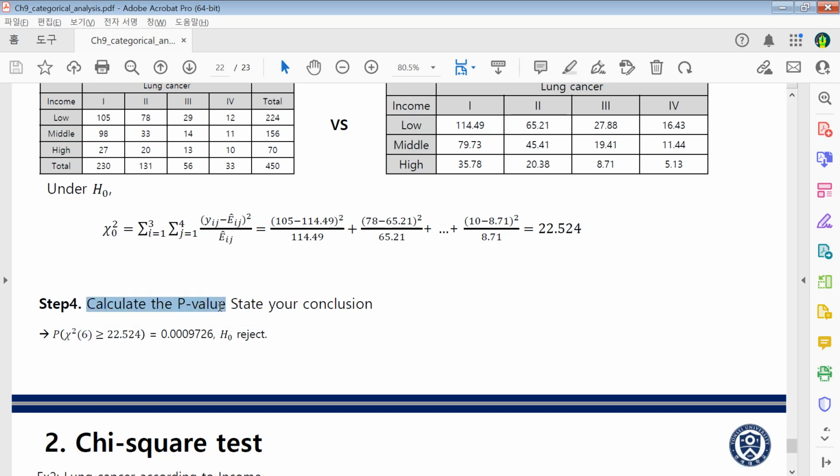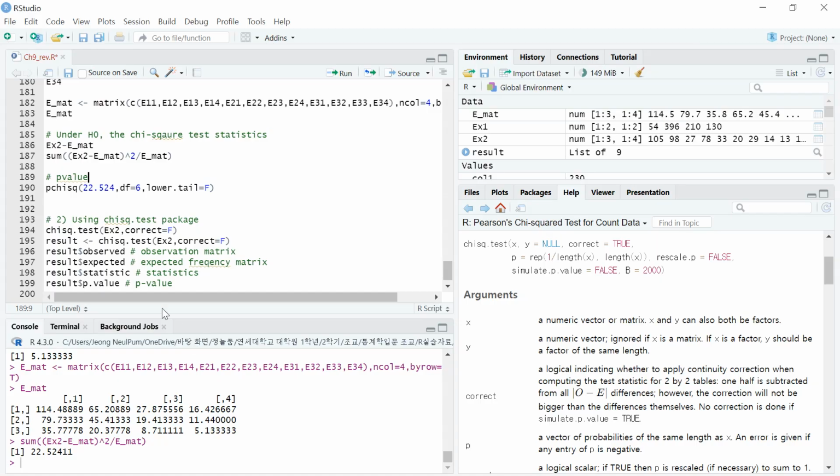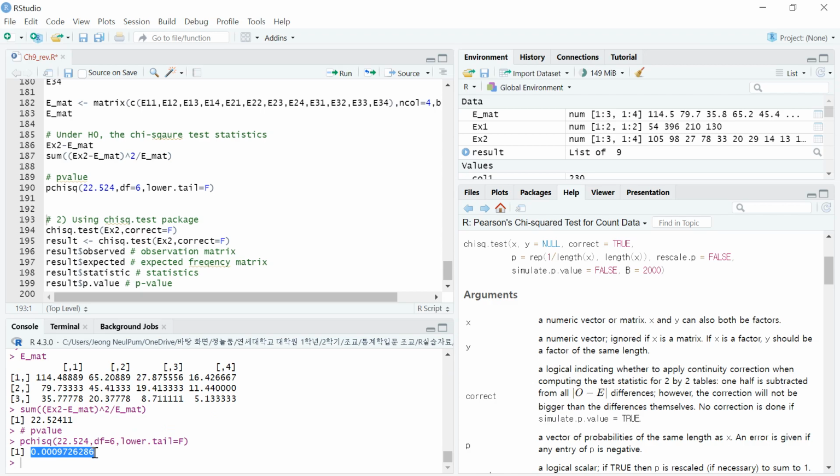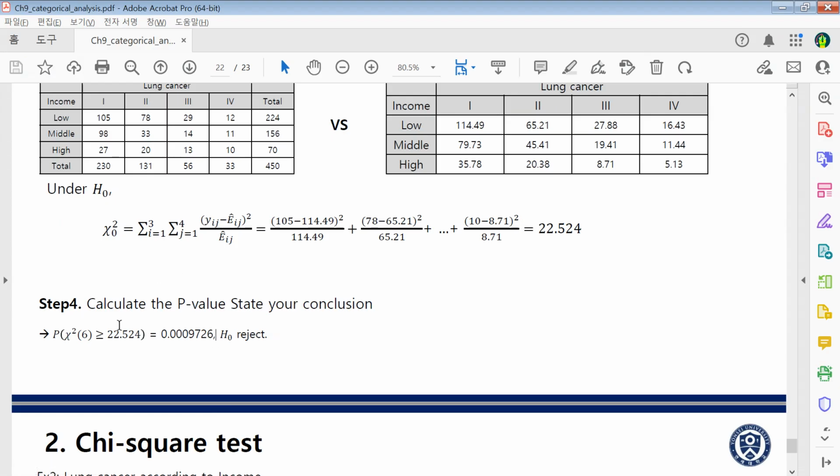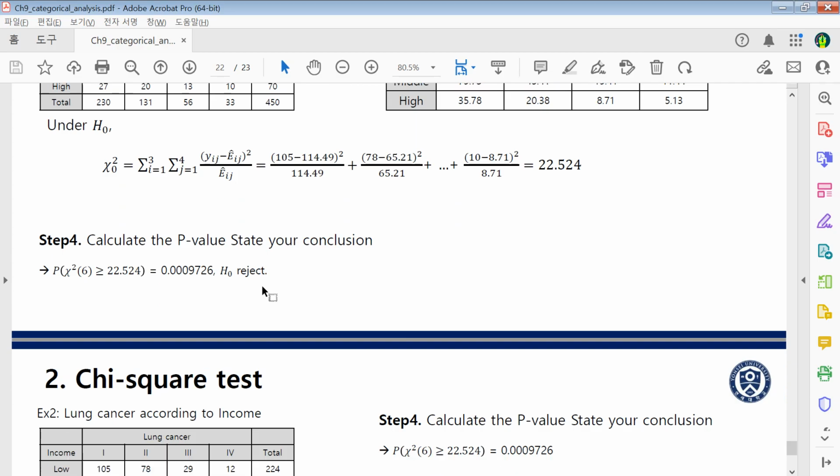And for getting the p-value, we have to calculate the probability that the chi-square distribution is greater than or equal to our test statistic, which is very small. And it is the same as this code. You can see that this p-value is exactly the same as this p-value here. And as this value is much less than 0.05, which is the significance level, this time also we can reject the null hypothesis.